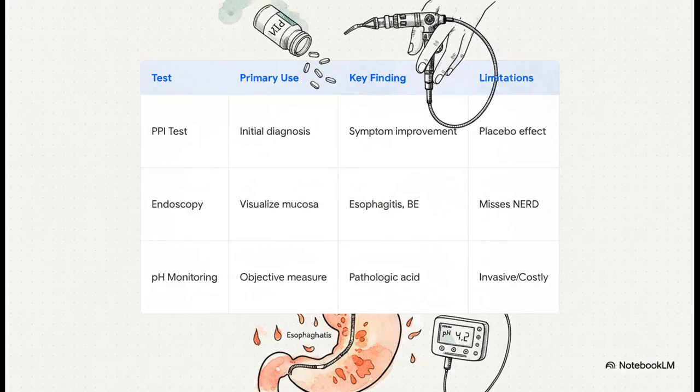So clinicians have a whole toolkit of tests. The simplest one is called the PPI test. Basically, you try a course of powerful acid-suppressing pills and see if you feel better. The gold standard for actually seeing the damage is an endoscopy. But for a truly definitive diagnosis, especially when there's no visible damage, ambulatory pH monitoring is the key. This is where a tiny probe actually measures acid exposure in the esophagus over a period of 24 to 96 hours.